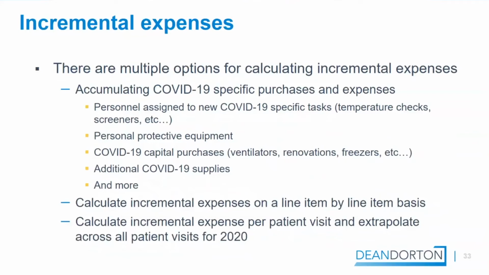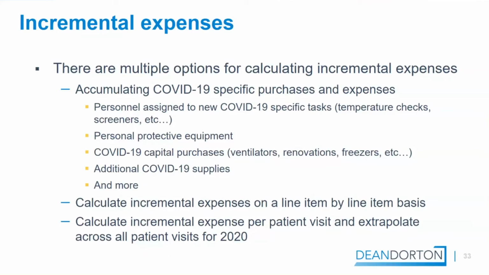Well, first, let me go through what are the multiple options for calculating incremental expenses. And so I think the option most people are taking is they're accumulating COVID-19 specific purchases and expenses. They've got an expense code in their GL and they're recording everything to it, and that's what they plan to use for their incremental expense calculation. And that is a fine way of doing it. Examples of that would be personnel assigned to new COVID-19 specific tasks, temperature checks, door screeners, COVID-19 tests for every patient that has to come in, lots of different things.